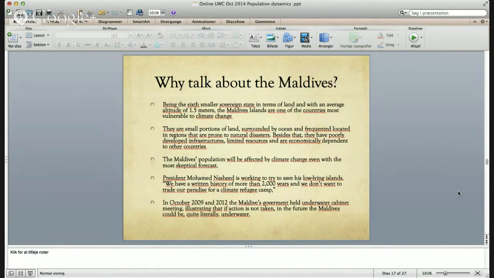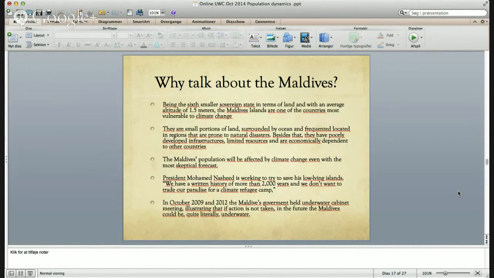The Maldives is the 6th smallest sovereign state in terms of land size in the world. And basically, the island is quite flat and located just above the ocean, with an altitude of 1.5 meters, which makes it very vulnerable to climate change. So what kind of climate change? Lots of different things, particularly rise in the ocean level, but not only that, but we'll get back to that again.